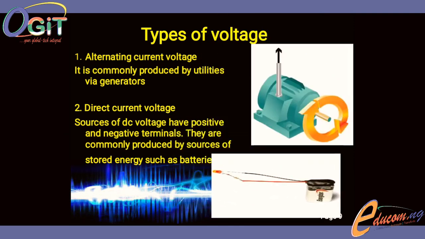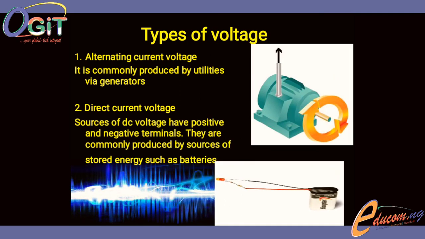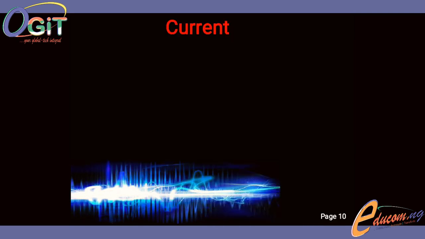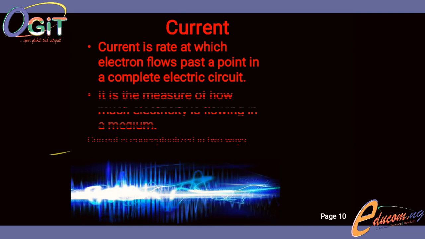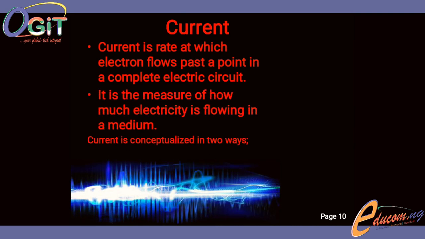That is a good diagram explaining the two different voltages, your generator and your battery with two terminals. So whenever you see a source of current that has two terminals, then you know you are working with direct current voltage. Current. What is current? Current is the rate at which electrons flow past a point in a complete electric circuit. It is the measure of how much electricity is flowing in a medium.